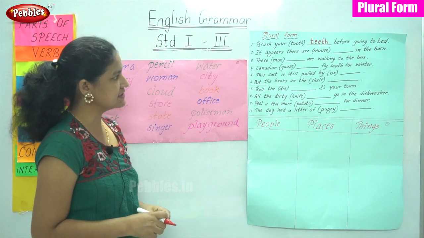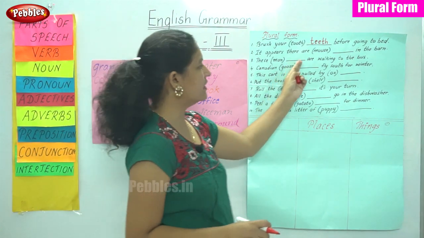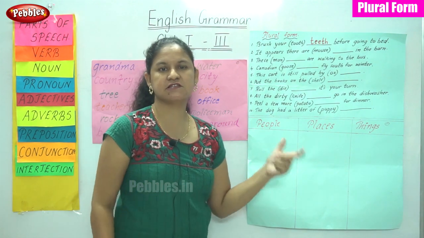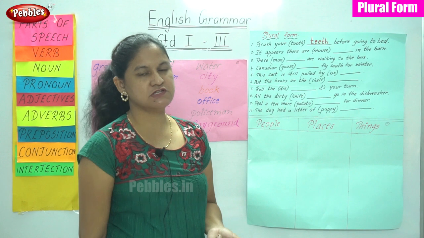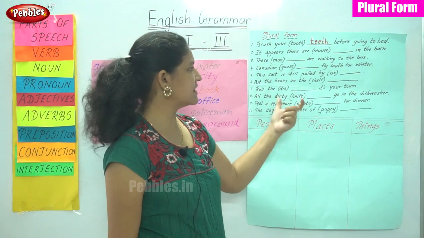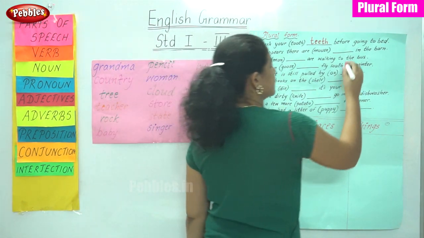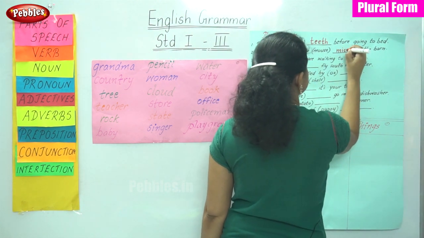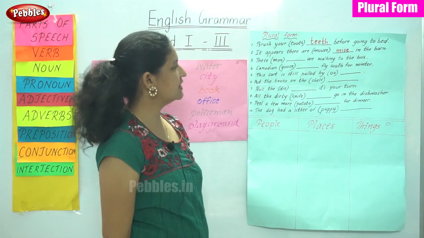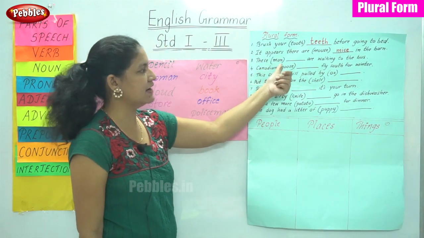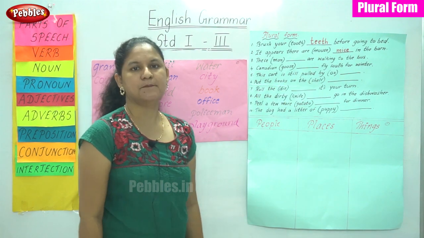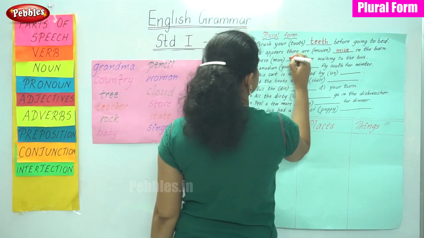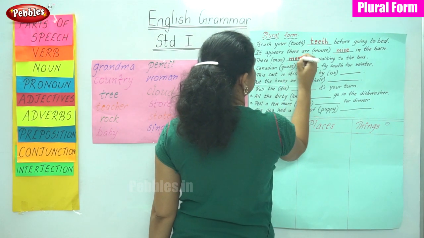The next sentence is: it appears there are mouse dash in the barn. The mouse is in the singular form and we have to convert it into the plural form. So it appears there are mice in the barn. The plural form of the word mouse is mice. The next sentence: these man dash walking to the bus. The plural form of man is men. So these men are walking to the bus.